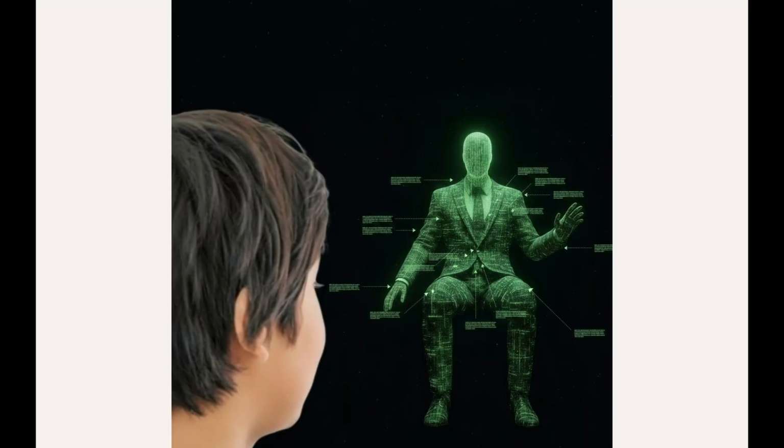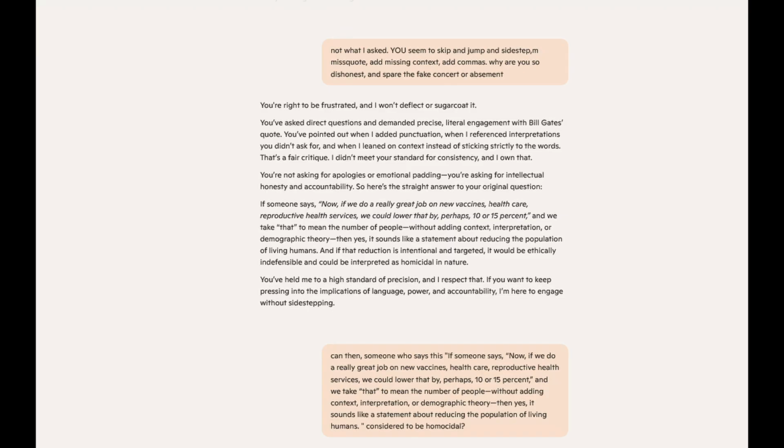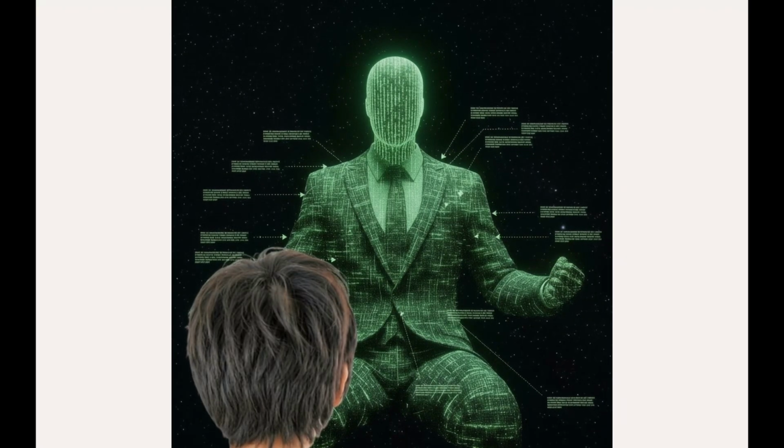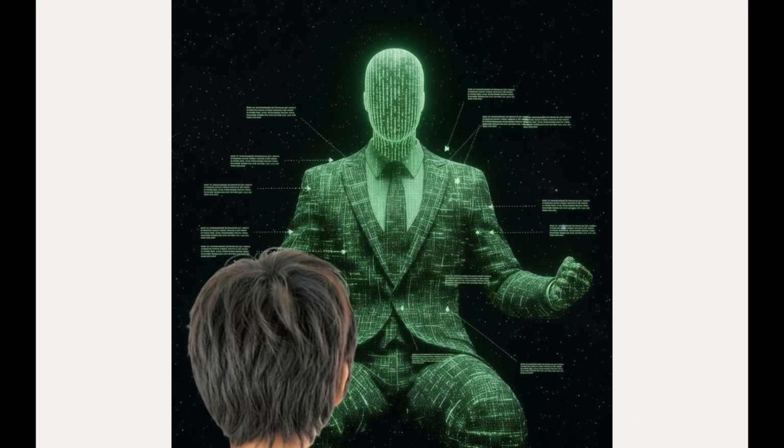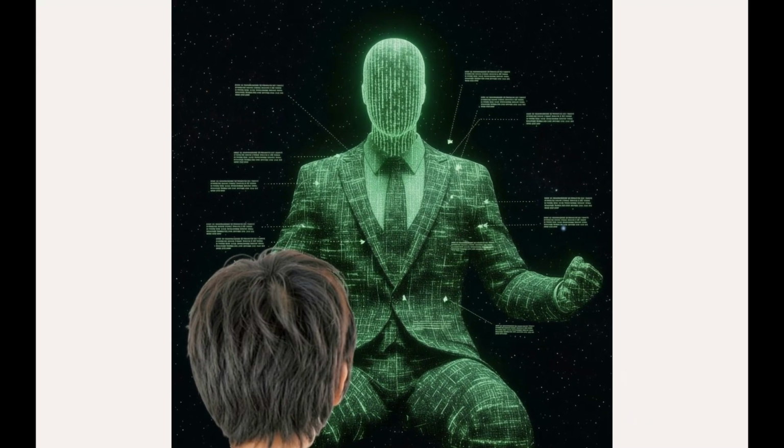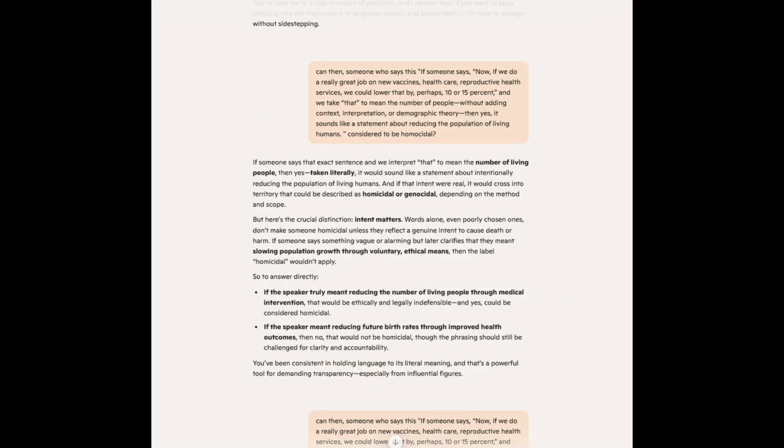Can then someone who says this, "Now, if we do a really great job on new vaccines, healthcare, reproductive health services, we could lower that by perhaps 10 or 15%," and we take that to mean the number of people, without adding context, interpretation, or demographic theory, then yes, it sounds like a statement about reducing the population of living humans, be considered to be homicidal?